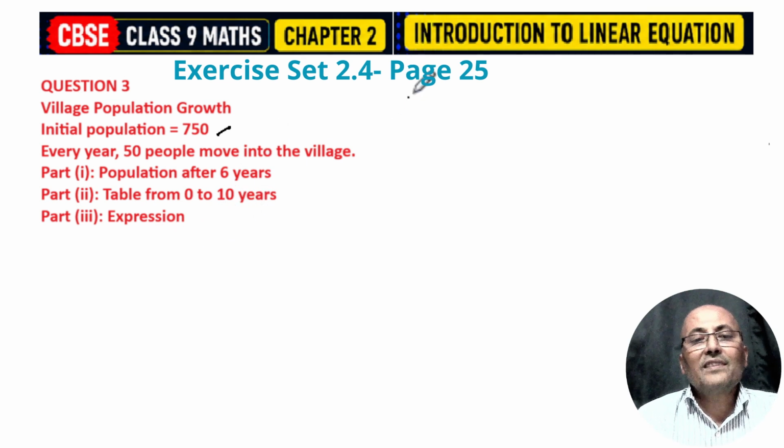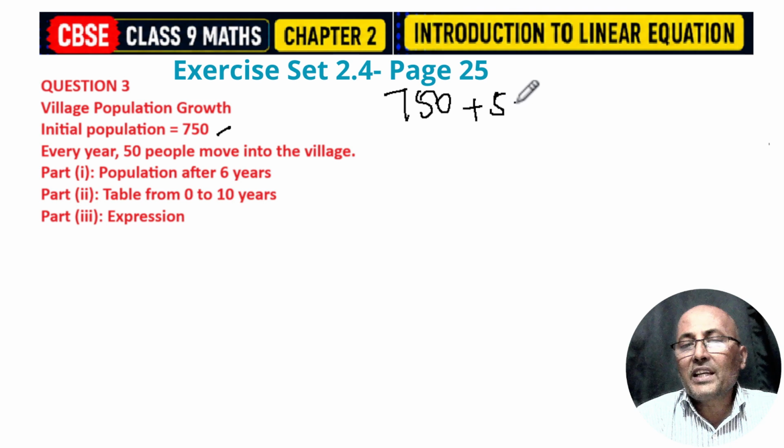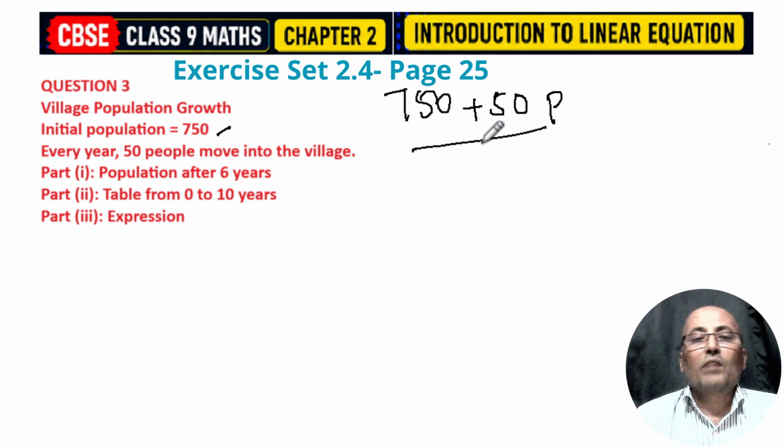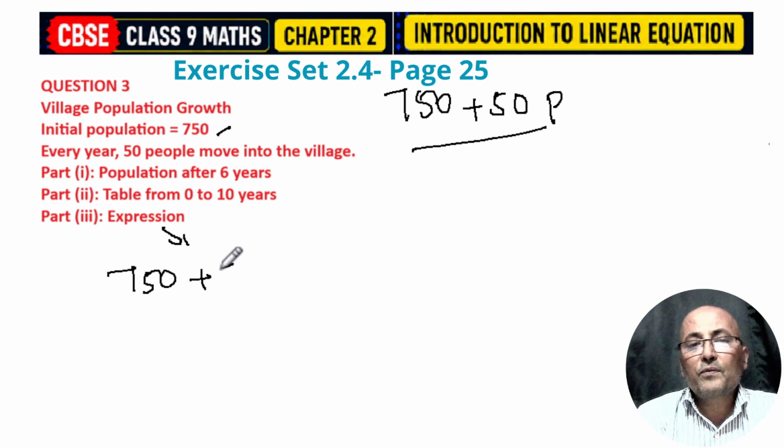First, how are you writing? 750 is the beginning, plus the increment, how many people are coming inside, 50 into p. So p equal to 0, 750 itself. p equal to 1, 750 plus 50, 800. p equal to 2, 50 into 2, 100 plus 750, it is 850. Like that it goes on. That means the general expression for this one is 750 plus 50p.